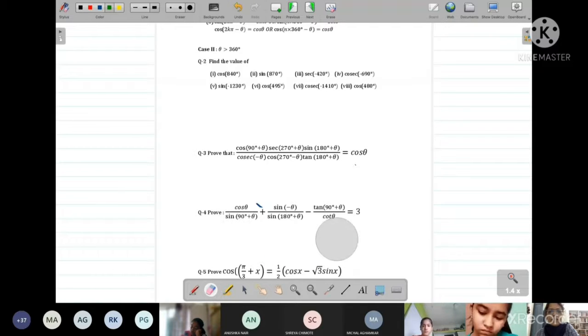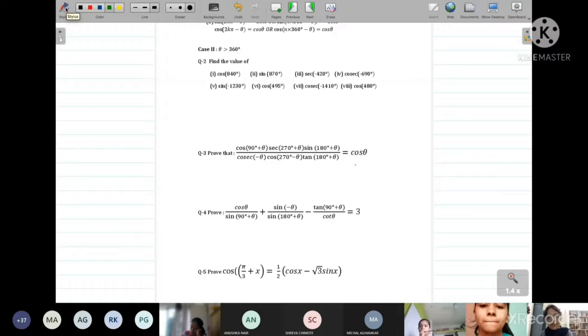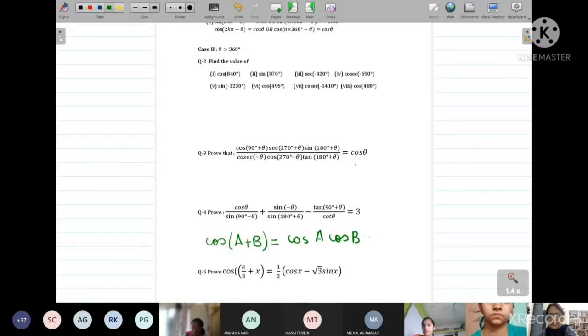So this is the next set of questions. This one is based on which formula? Already we have done this formula. Just recall the first set of formulas that we discussed. Cos A plus B was? Cos A, cos B minus sine A, sine B. It is just an application of the formula, okay?